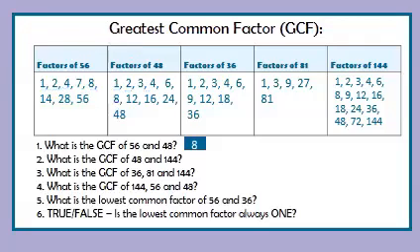Now let us see the greatest common factor of 48 and 144. So the common factors here, you have 1, 2, 3, 4, 6. 8, here you have 8. 12, here you have 12 and 16. And you have here 24 and 48. So those are the common factors, but the greatest common factor is 48.